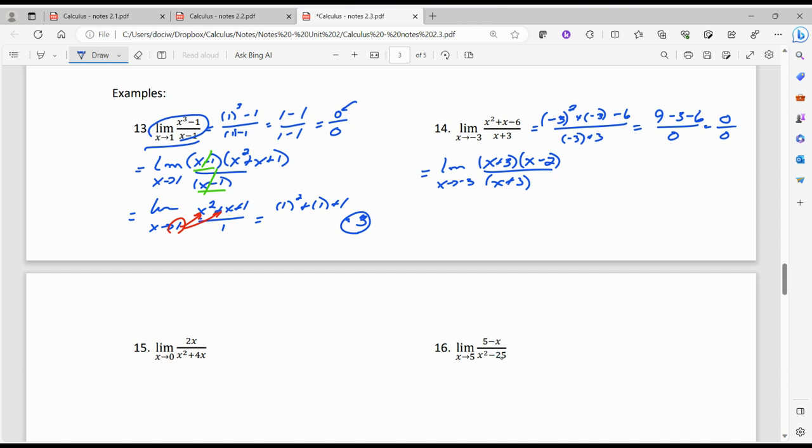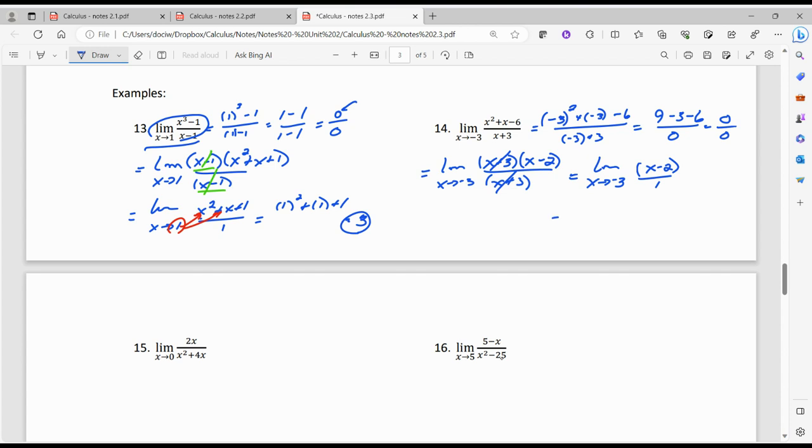Notice again, we have an x plus 3 in both the numerator and denominator, so they can cancel. They will divide out to 1 as long as x is not negative 3. And we're talking about x getting closer and closer to negative 3. So now I have the limit as x approaches negative 3 of x minus 2 over 1.